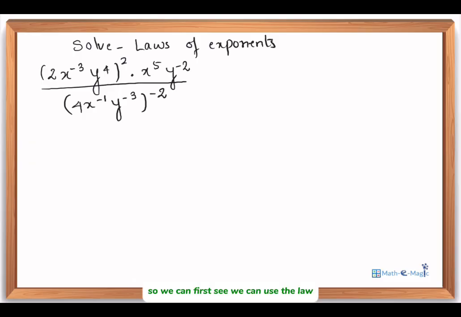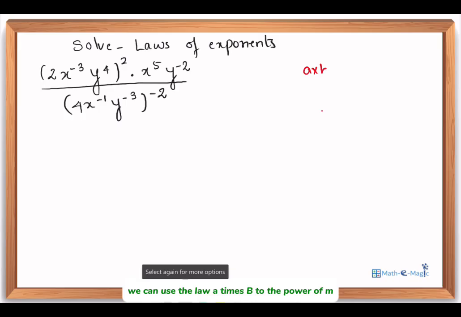So we can first see we can use the law (a times b) to the power of m is a to the power of m times b to the power of m. So we'll apply this law to this term we have here and also to the term in the denominator.